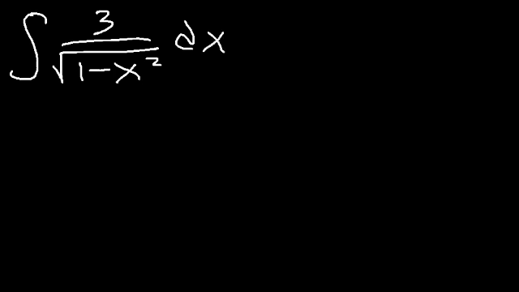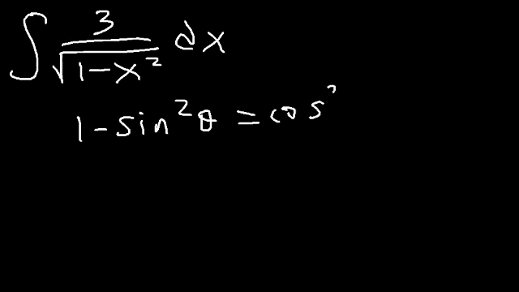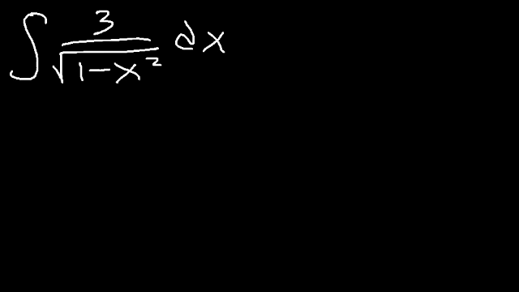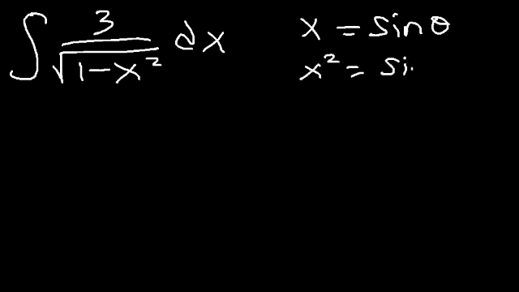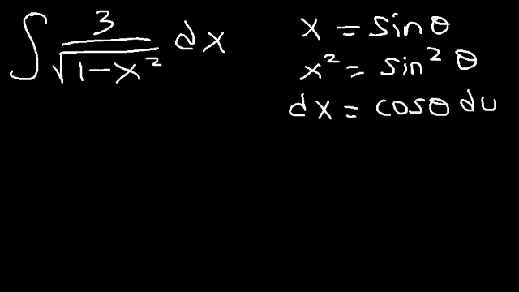Let's try this one. Now, sine squared plus cosine squared is equal to 1. So 1 minus sine squared is equal to cosine squared. So this is another trigonometric substitution. And based on that identity, we want to make x equal to sine. So if x is equal to sine theta, x squared is sine squared theta, and dx is the derivative of sine. It's going to be cosine theta d theta.